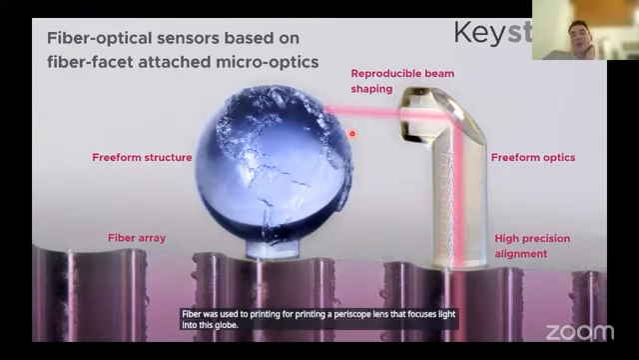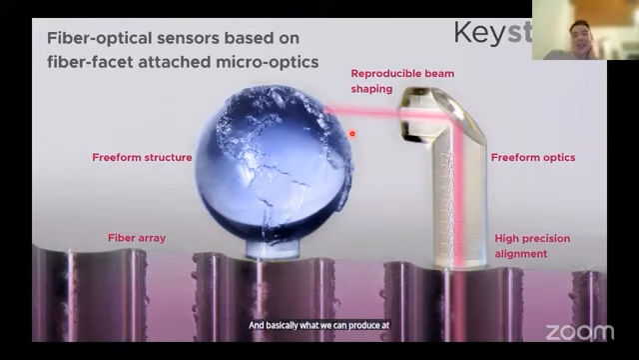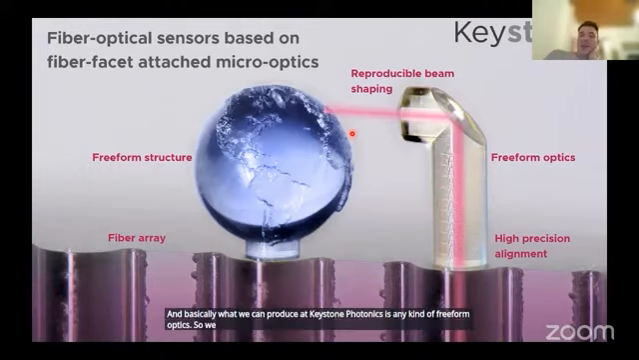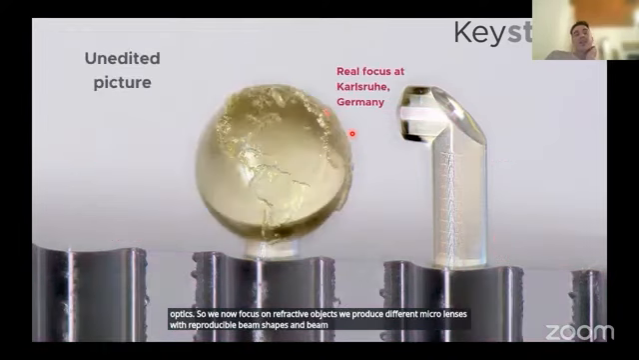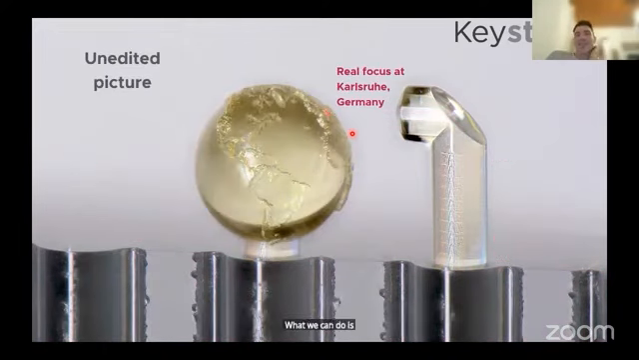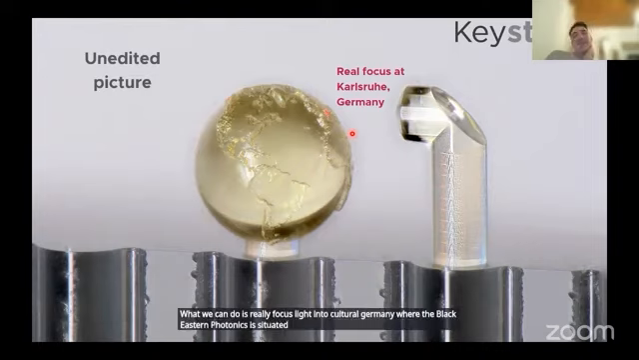Basically what we can produce at Keystone Photonics is any kind of freeform optics. We now focus on refractive optics. We produce different micro lenses with reproducible beam shapes and beam expanders. And this is not really a marketing image. What we can do is really focus light into Karlsruhe, Germany, where Keystone Photonics is situated. So we are a fast growing startup. There are around 10 people in it.